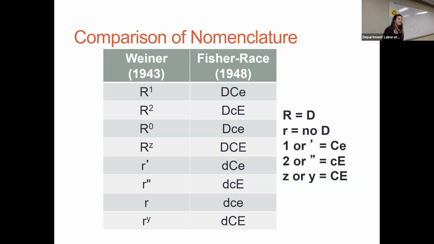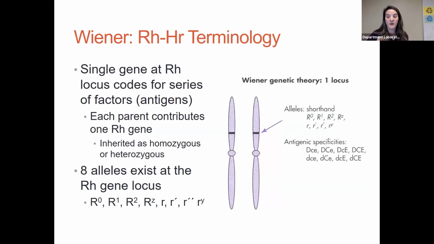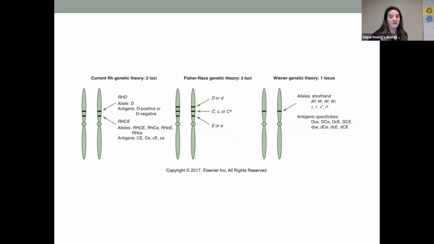Why did Wiener make up a new system? Wiener came up first. He was in 1943, and then Fisher-Race came behind him in 1948. And it all has to do with their inheritance theories. All right. So Wiener thought that, and you guys can't see my screen.